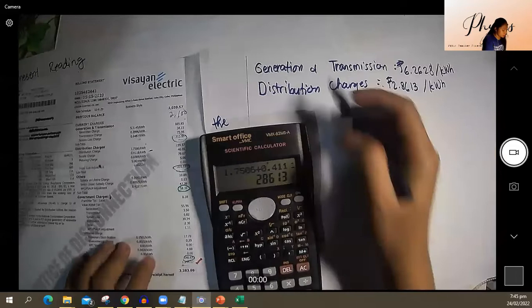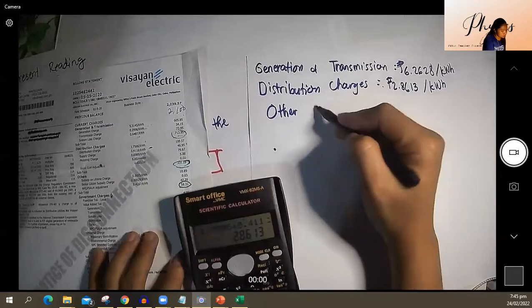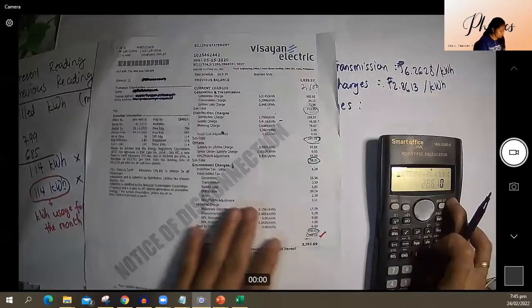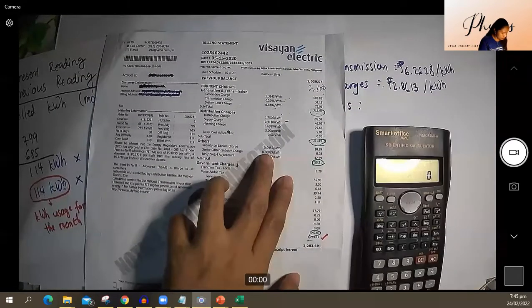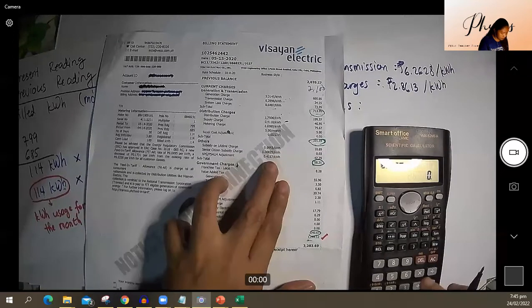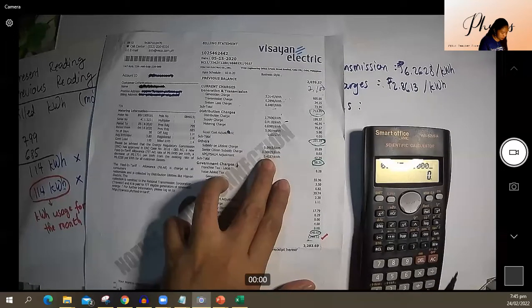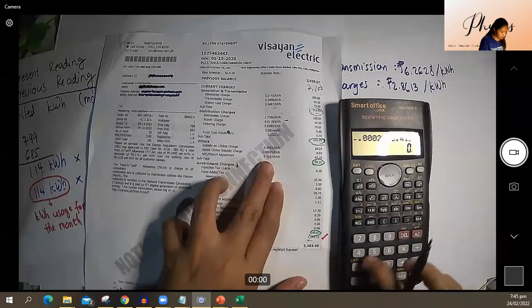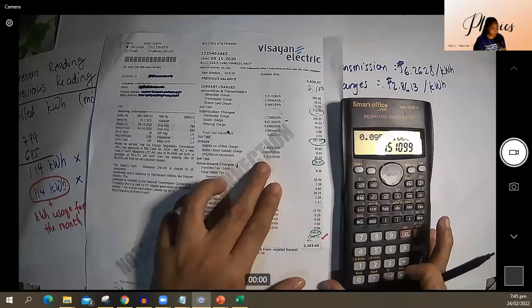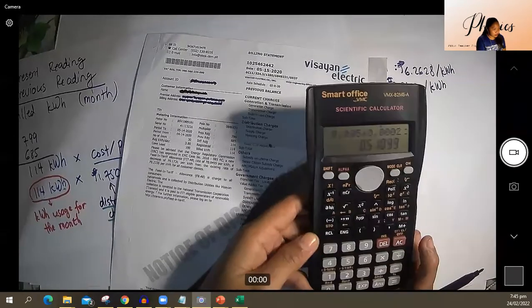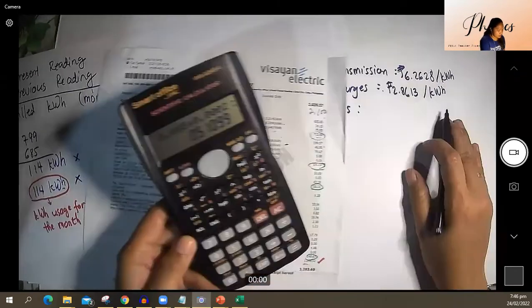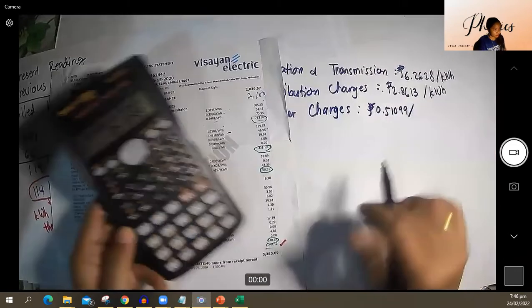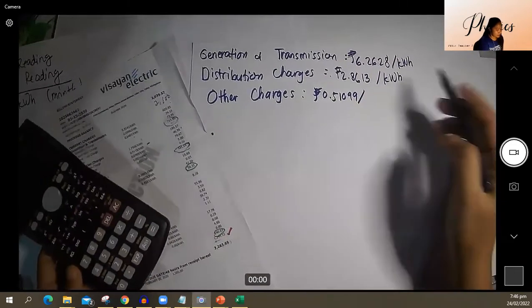We also have other charges. You can also get the total. We have 0.0955 plus 0.00029 plus 0.4157, right? And we get 0.51099 per kilowatt hour.